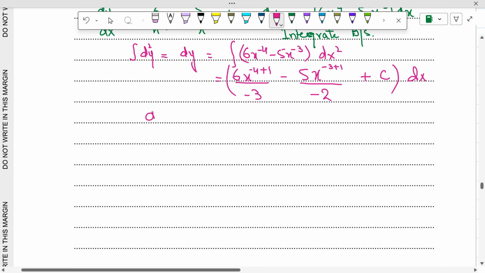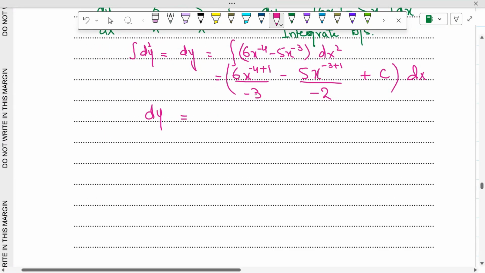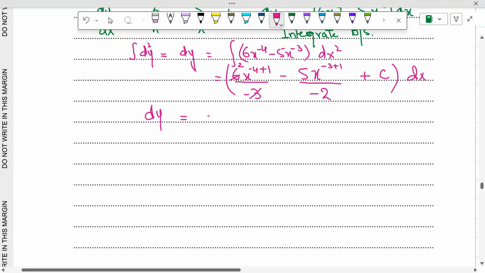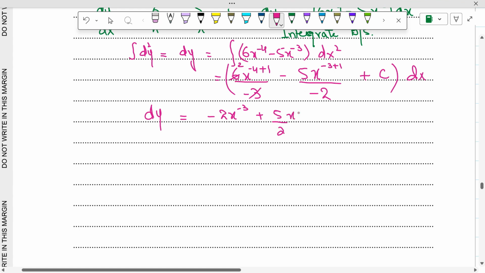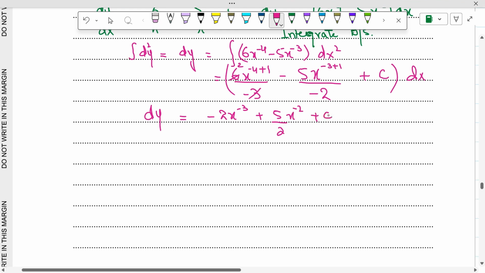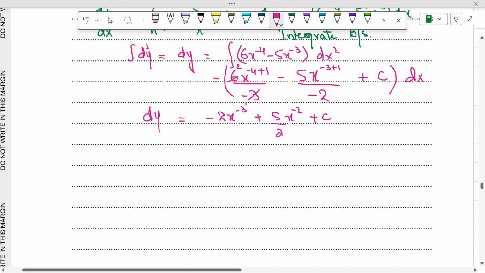So we will have dy equal to, this one will be 2, so negative 2x to the power of negative 3, plus 5 over 2x to the power of negative 2, plus c. And when we switch dx to the left side, it will be over dx.